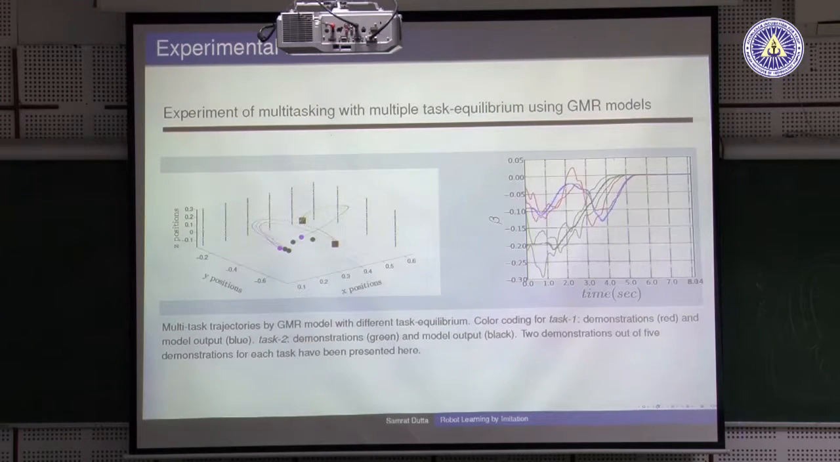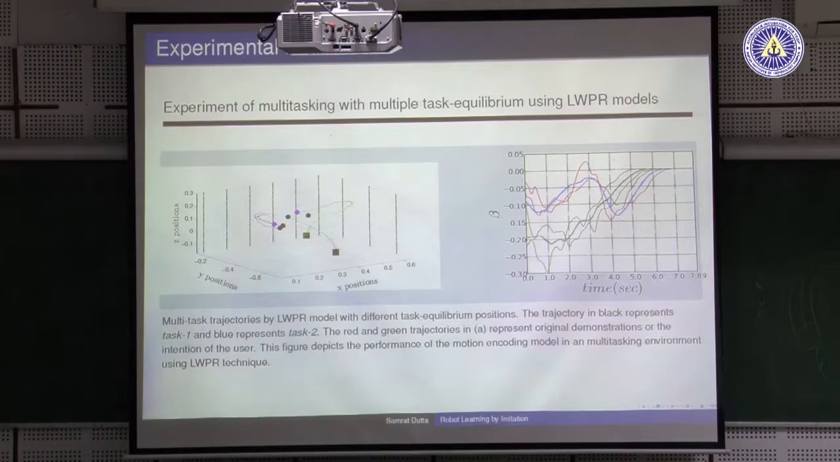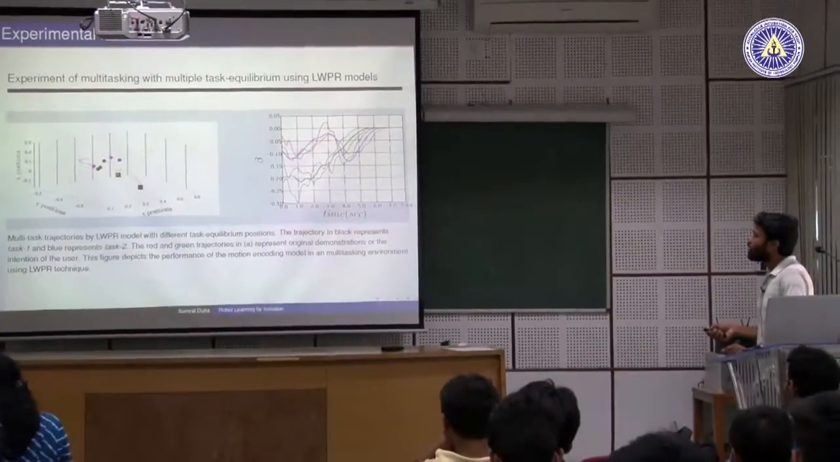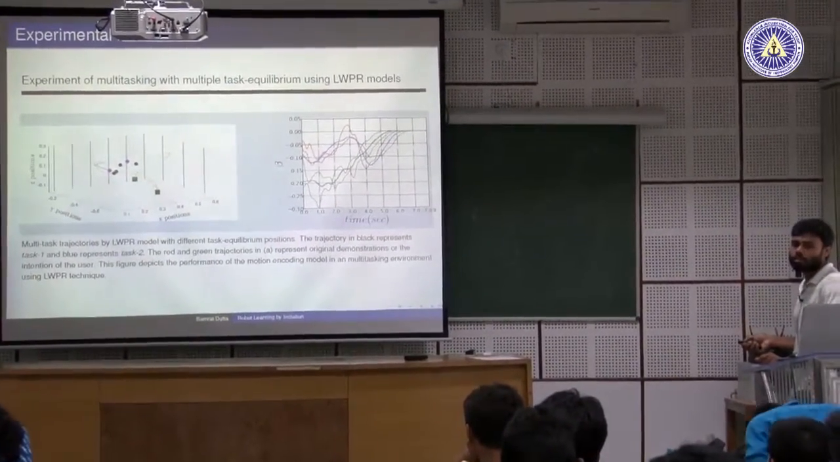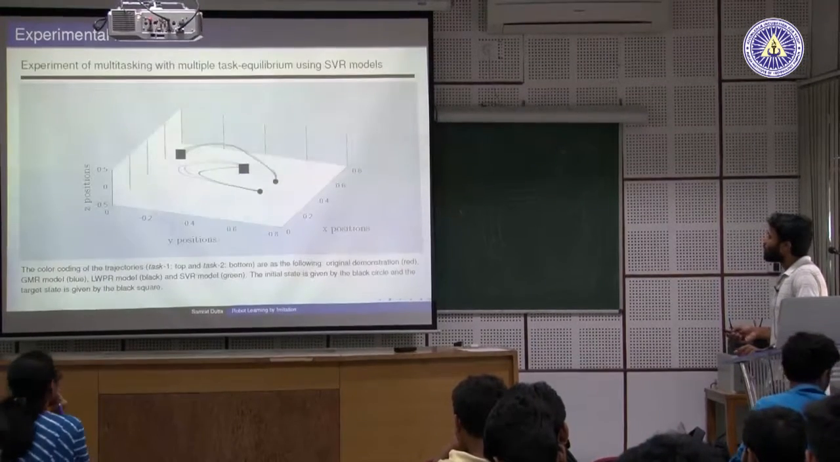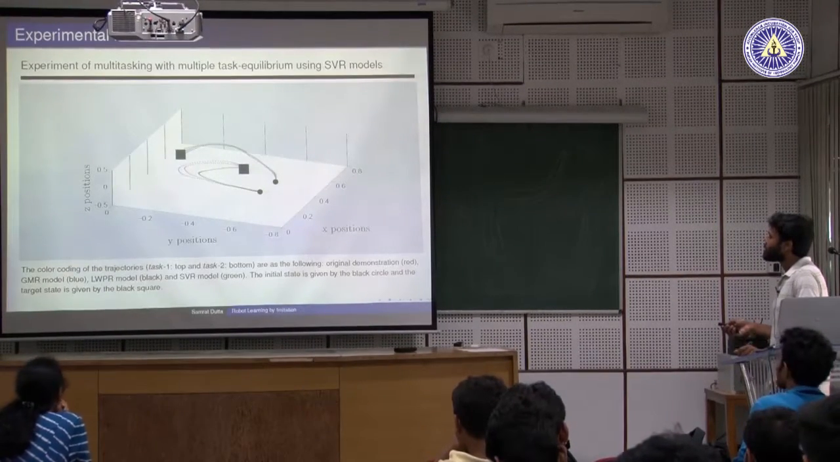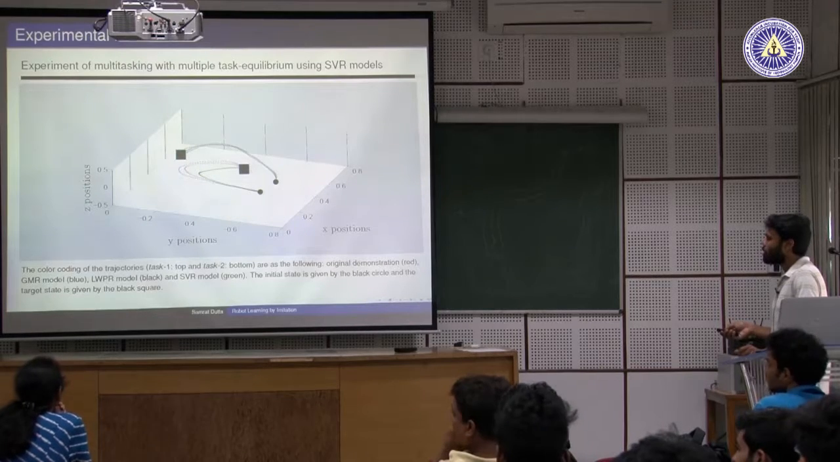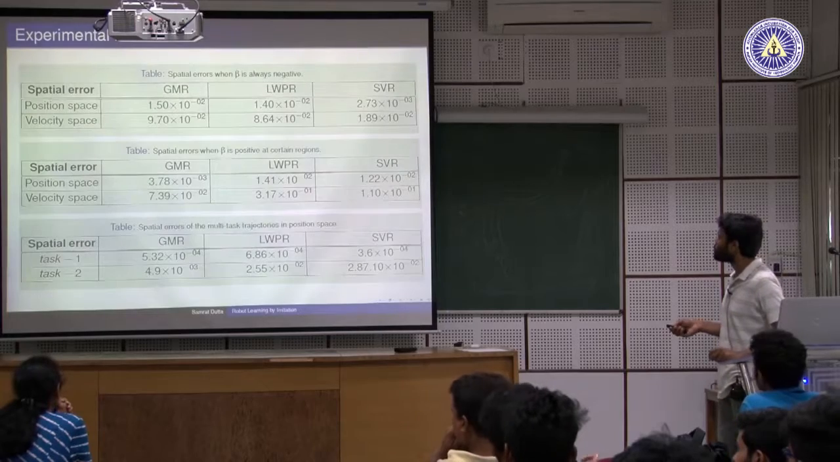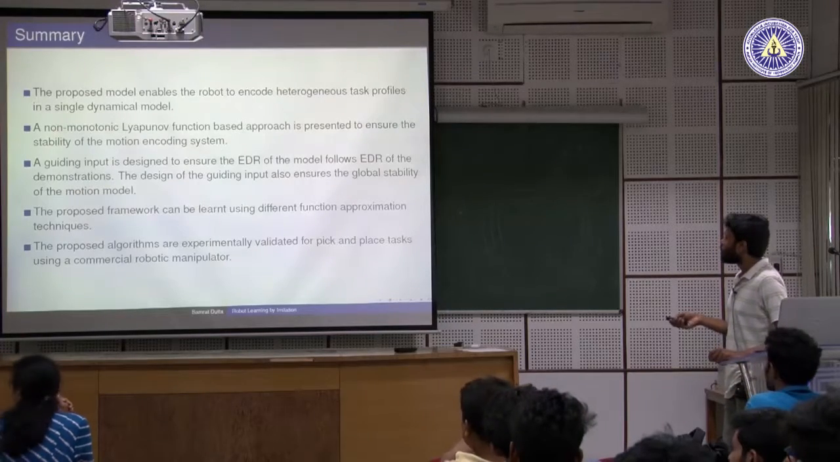Well, this chapter is finished, so another one is about application, so I can go directly. Okay. So, these are another motion profile where I have two equilibrium points, right. So, multitask multi equilibrium trajectories, right. Okay. This is a comparison of how LWPR and SVR work among the algorithms. This is a summary.